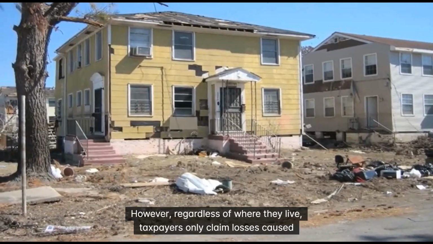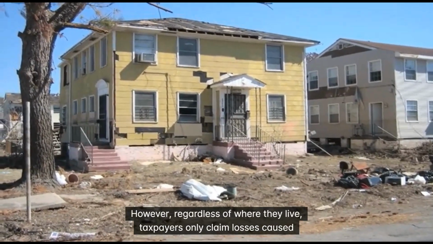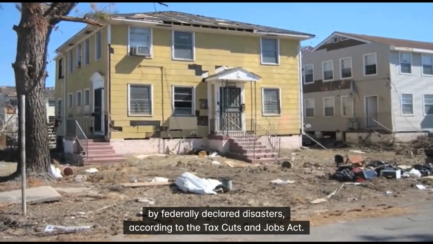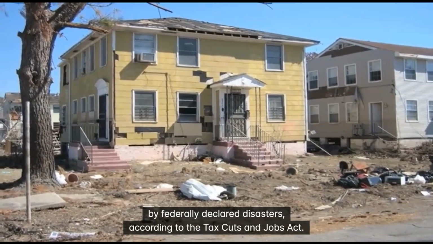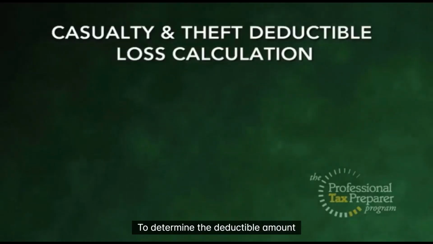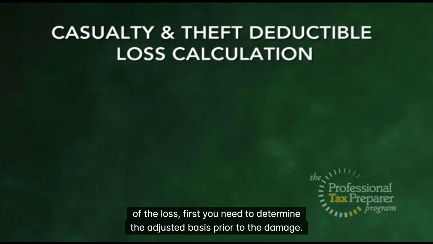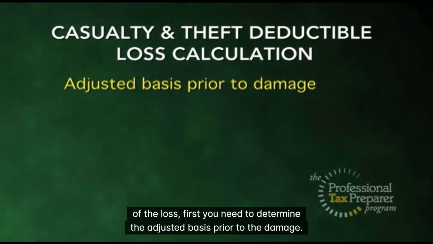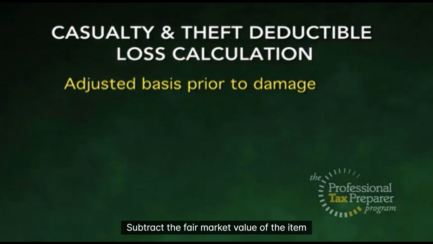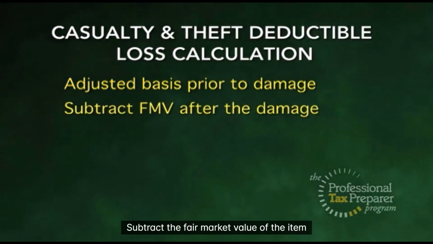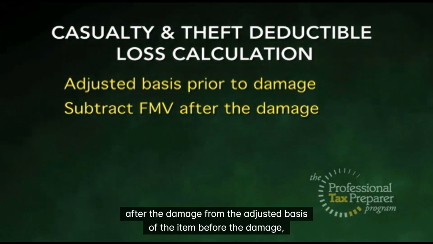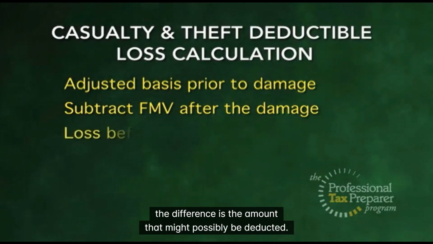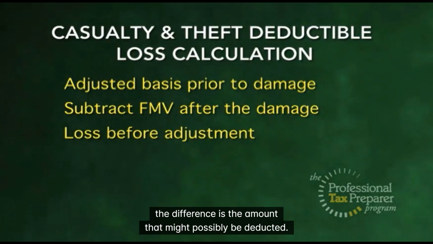However, regardless of where they live, taxpayers can only claim losses caused by federally declared disasters, according to the Tax Cuts and Jobs Act. To determine the deductible amount of the loss, first you need to determine the adjusted basis prior to the damage. Subtract the fair market value of the item after the damage from the adjusted basis of the item before the damage. The difference is the amount that might possibly be deducted.